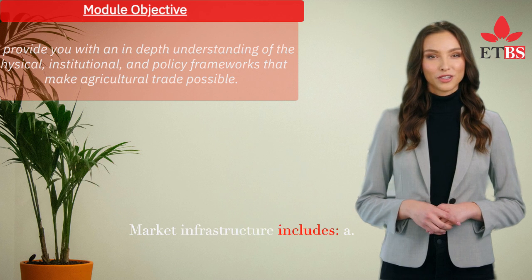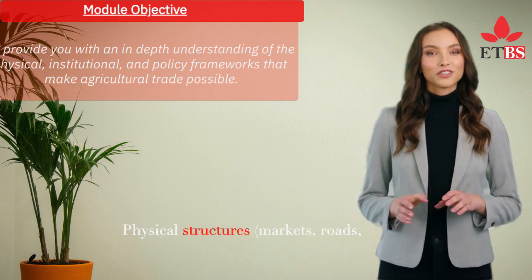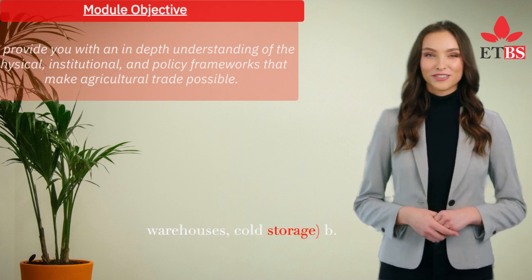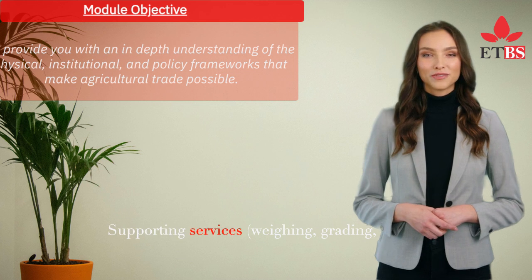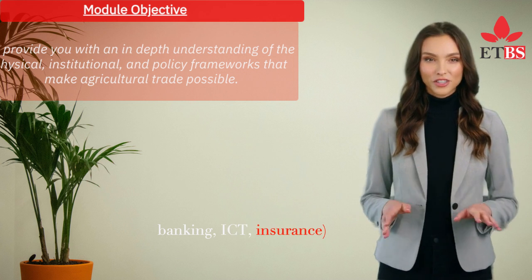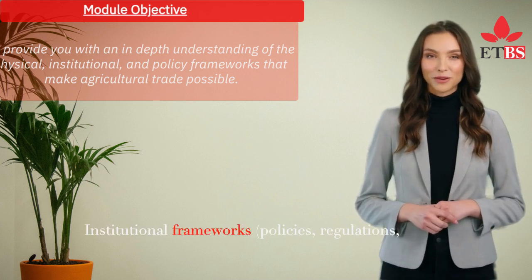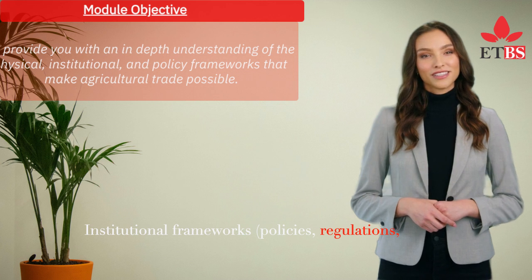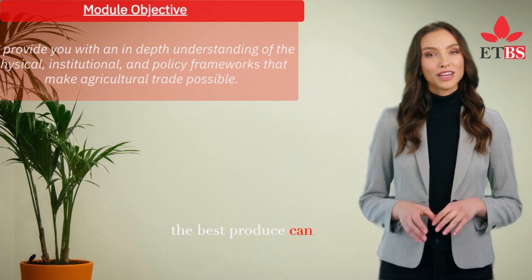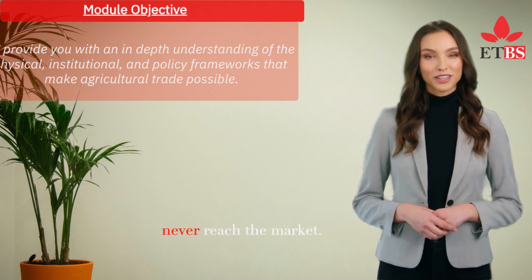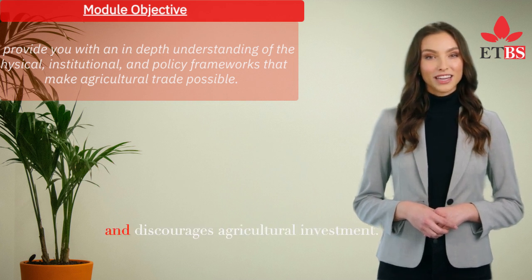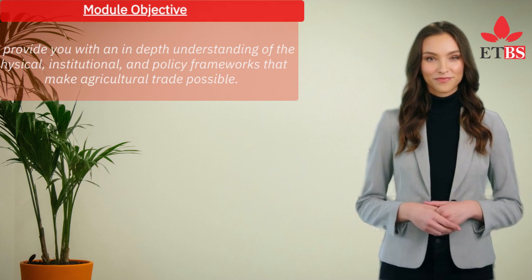Market infrastructure includes: A. Physical structures: markets, roads, warehouses, cold storage. B. Supporting services: weighing, grading, banking, ICT, insurance. C. Institutional frameworks: policies, regulations, market information systems. Without proper infrastructure, even the best produce can rot, become undervalued, or never reach the market. This widens the rural and urban economic divide and discourages agricultural investment.